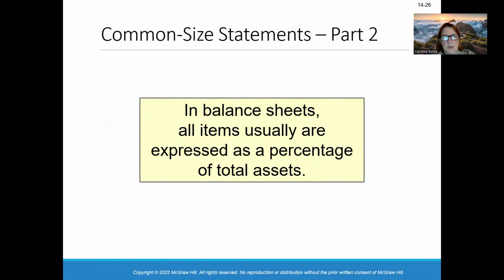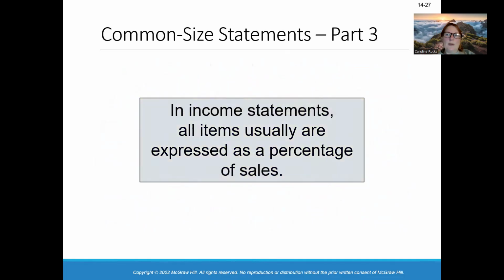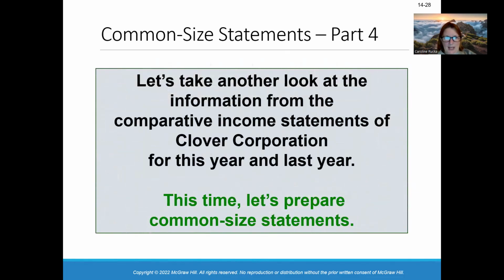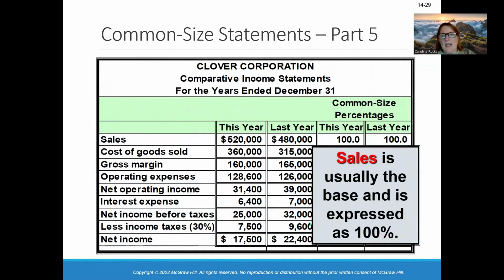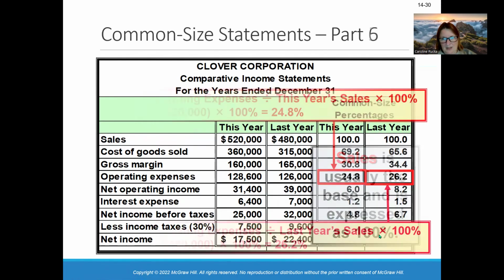On a balance sheet, we usually use total assets as our base, and each item on the balance sheet is a percentage of total assets. When we're talking about the income statement, we usually use sales as our base, and all other items are recorded as a percent of sales. So let's look at Clover Corporation again, using this vertical analysis. Sales, because that's our base, is going to be expressed as 100%.